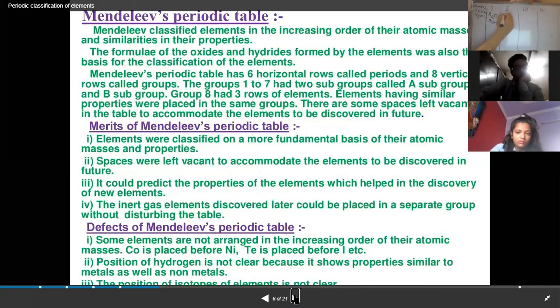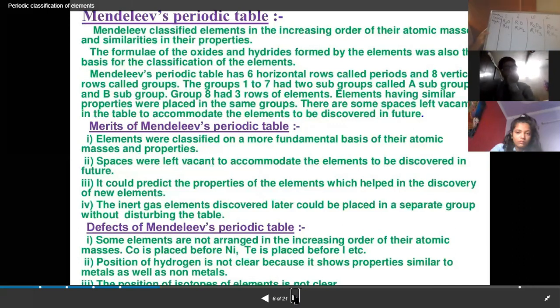In the second group, he placed those elements whose oxide formula was RO and hydride was RH2. In the third group, he placed those whose formula was similar to R2O3 and RH3. In the fourth, he arranged RO2 and RH4, and so on. He wanted to study their chemical properties, because those having the same formula will also have the same chemical properties. So to generalize all the elements in a group, he used the letter R.